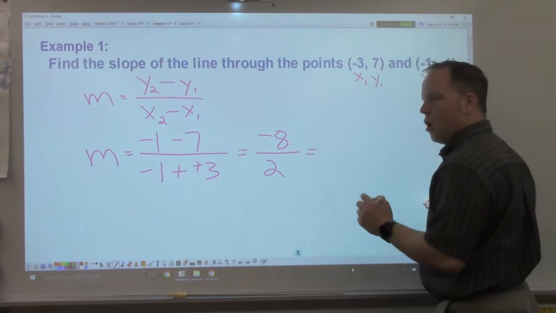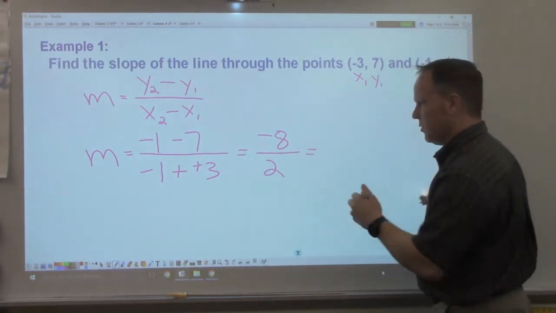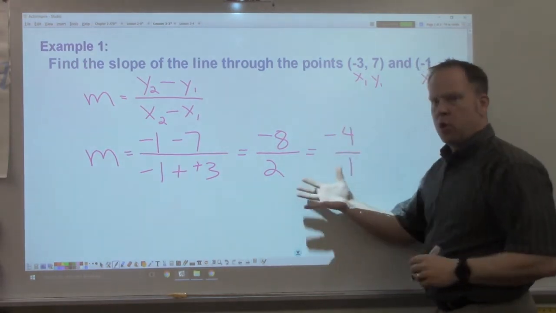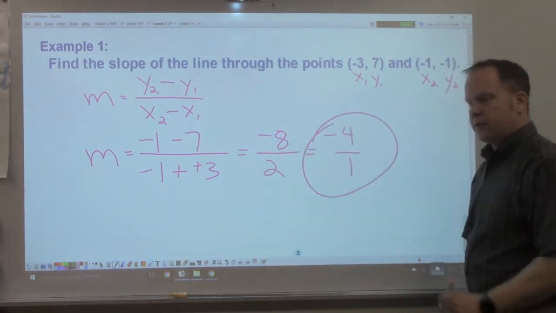Simplify it. Always simplify your slopes. It's going to come in real handy later. I like to keep my slopes as ratios, so I'm going to end up with -4 over 1. Boom. Example 1. Done. That's a negative slope.